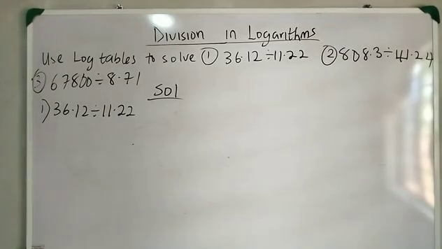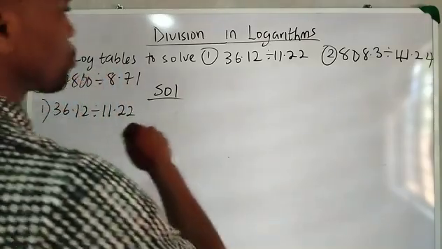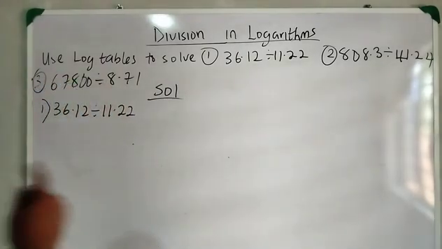Welcome back. Still on operations in logarithms, it is now time to learn division operations in logarithms of base 10. We can still use our logarithm and anti-logarithm tables, just the way we perform multiplication, to also perform division operations. Now we have some examples that tell us to use logarithm tables to solve these three questions. Let's go ahead to the first question.